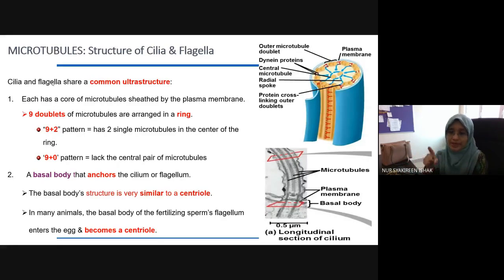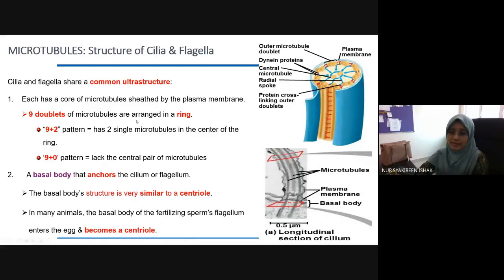But this one for cilia, the arrangement is 9 doublets. 9 doublets of microtubule arranged in a ring. So 9 doublets, 2 susun 9 kali bentuk ring. Okay. So 9 doublets of microtubule. Ingat ya, cilia and flagella 9 doublets, centriole 9 triplets of microtubule. Okay, arranged in a ring.